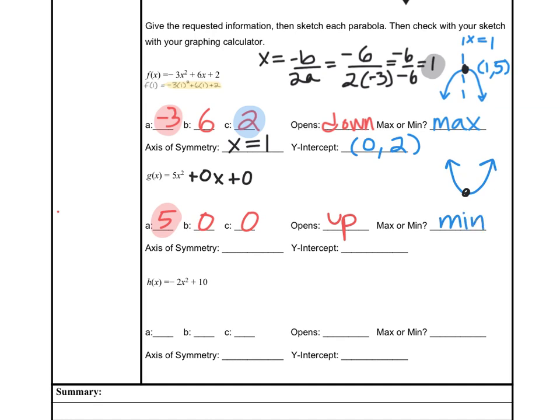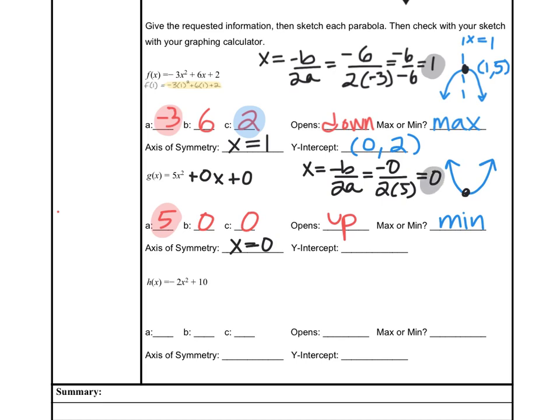Just like last time, to find the axis of symmetry, we do x equals negative b over 2a. That's going to be negative 0 over 2 times 5. 0 divided by anything is 0. So our axis of symmetry is 0. This is an equation of a line, so make sure you write x equals 0.